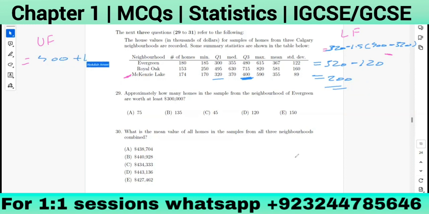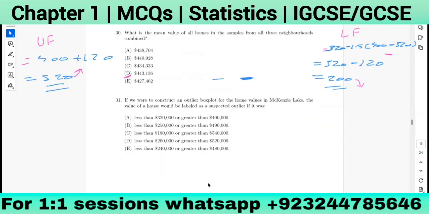Okay, now it's correct. Yeah, done. So it's anything less than 200 and greater than 520. So LF means less than 200, UF means greater than 520. So what is the mean value of all the harms in the samples? No, it's not this question. This is. So it's less than 200 and greater than 520. So it's option D is the correct answer.